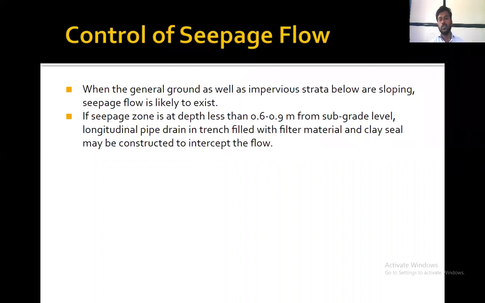If the seepage zone is at a depth less than 0.6 to 0.9 meter from the subgrade level, longitudinal pipe drains in a trench filled with filter material and a clay seal may be constructed to intercept the flow. How can we control the seepage flow? Suppose the seepage flow is below 1 meter, then it is okay. But if the seepage flow is less than 0.6 to 0.9 meter, then we have to provide longitudinal pipe drains to avoid the seepage flow through the pavement. And how can it be achieved?